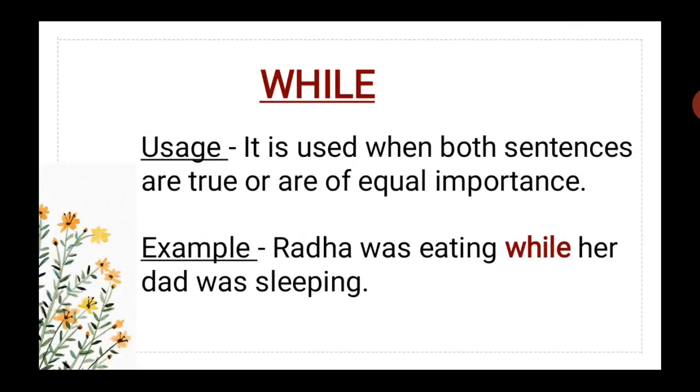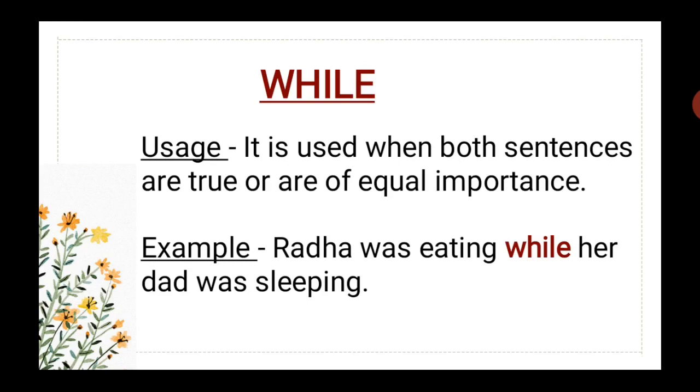So children, while is used when both sentences are true or are of equal importance. As you can see in the example, Radha was eating while her dad was sleeping. So both the parts of the sentence are true, Radha was eating and dad was sleeping, and both are of equal importance. Hence, we have used while here and turned it into a single sentence. Radha was eating while her dad was sleeping.